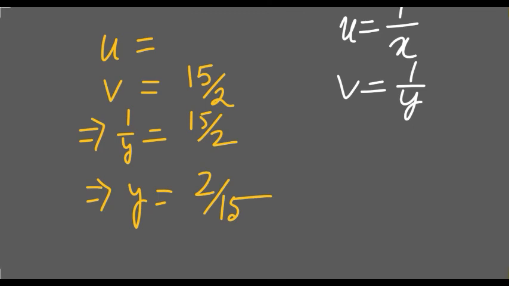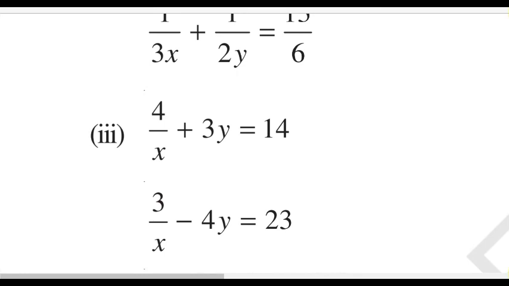This is question number 3 of your exercise 3.6. What are you going to substitute for 4 by x and 3y? That y is already in the numerator, it doesn't have any power, so we don't need to substitute for y. We can only substitute for 1 by x. For 1 by x we can write u, and hence it will become 4u plus 3y equal to 14, and 3u minus 4y equal to 23.